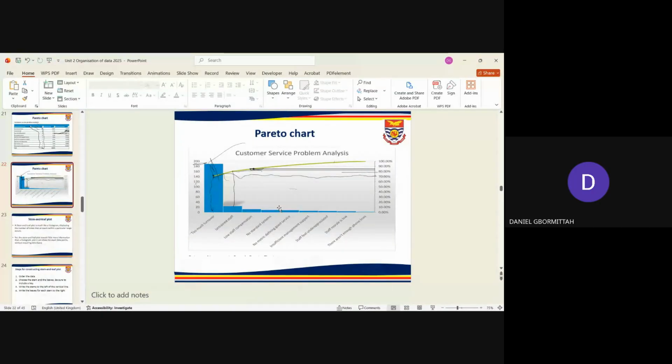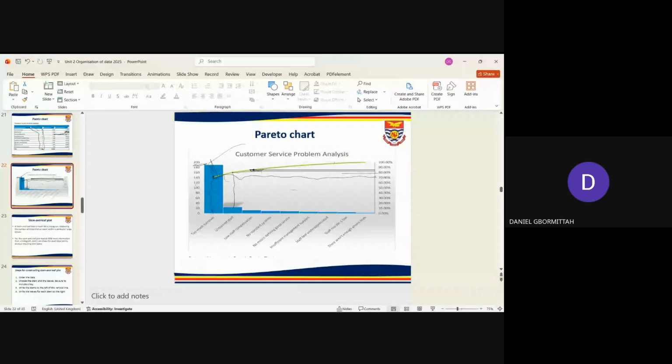Is it okay? Please, can you draw the Pareto chart now? Can you draw it for me? When you have the slides, can you do it yourself now? Yes, sir. Okay, so we can move on from here because, yes, I think you can do it.